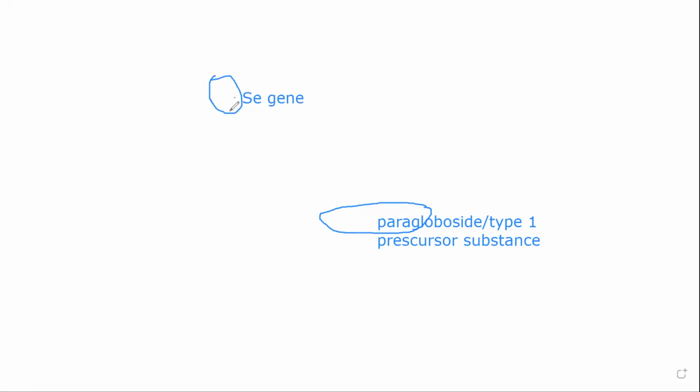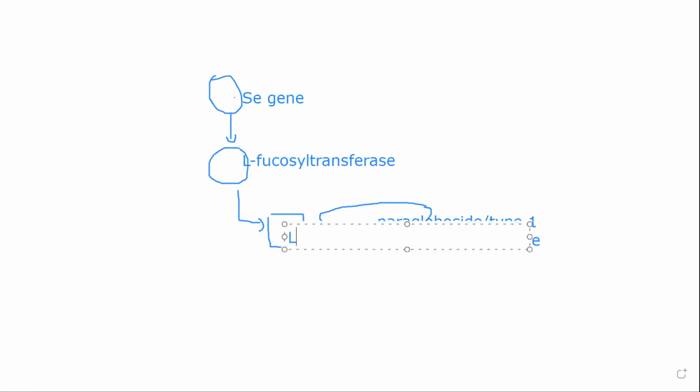And this SE gene will now produce the protein called your L-fucosyl transferase. And this L-fucosyl transferase will now add the sugar. Mag-a-add siya ng sugar. Ang sugar na ito ay yung ating L-fucose.